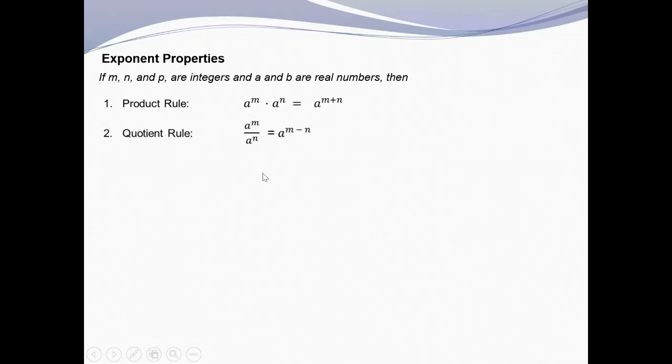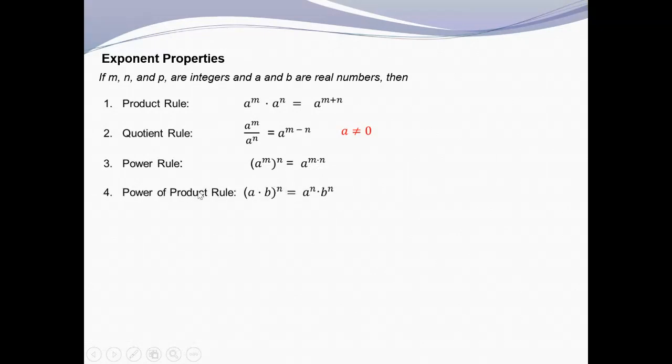Rule number two, quotient rule. When you have a to the m divided by a to the n, then it's going to be a to the m minus n. You subtract the exponents. And again, the bases must be the same. And a cannot be 0 because if it's 0, it'll be undefined. Okay, rule number three. This is called the power rule. If you have a to the power of an exponent raised to another exponent, we multiply the exponents.